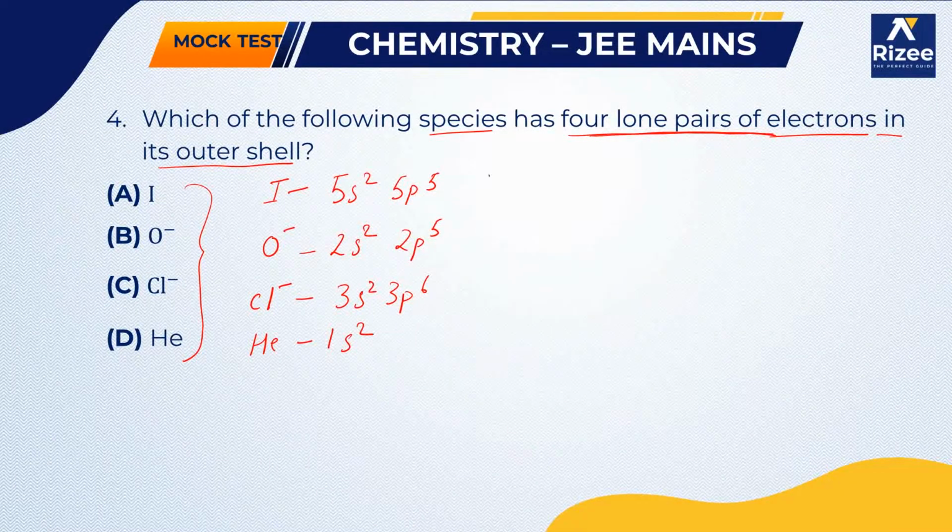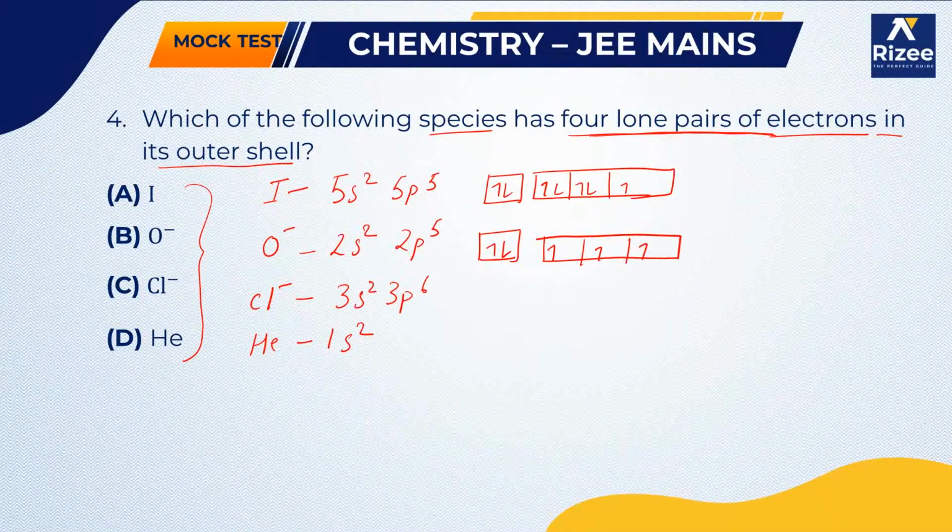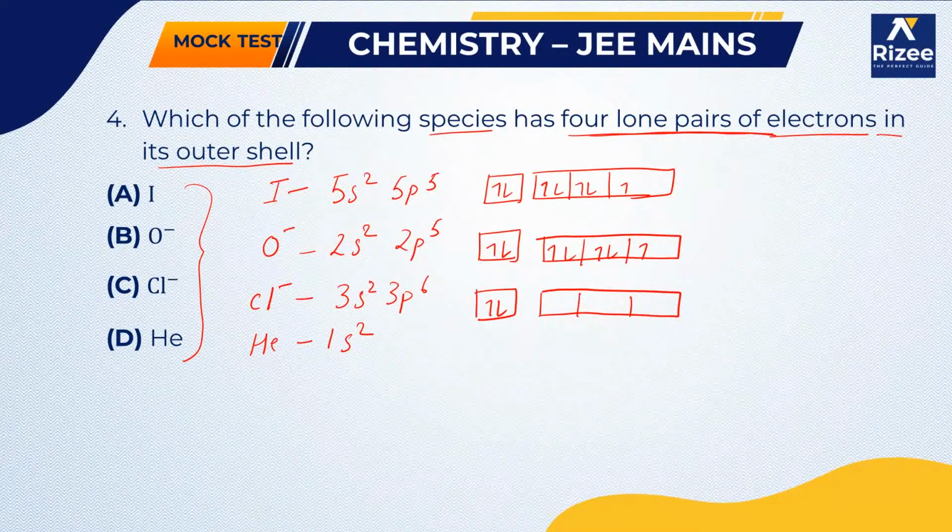So let's see the orbital diagram here. For 5s2, 5p5, 1, 2, 3, 4, 5. And for oxygen, let's see the orbital diagram. 2s2, 2p5, so 1, 2, 3, 4, 5. Next, for the chloride ion, we can see this is the 3s2 orbital, and a total of 6 electrons are there, 1, 2, 3, 4, 5, 6. So this is the 3s2, 3p6 configuration of chloride ion, and for helium it is 1s2.